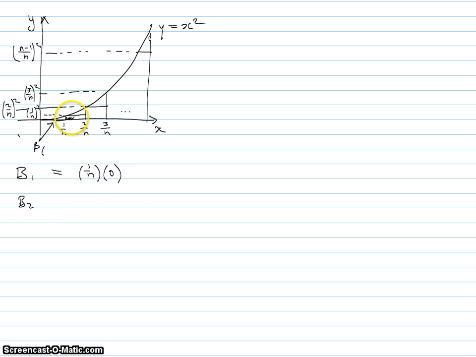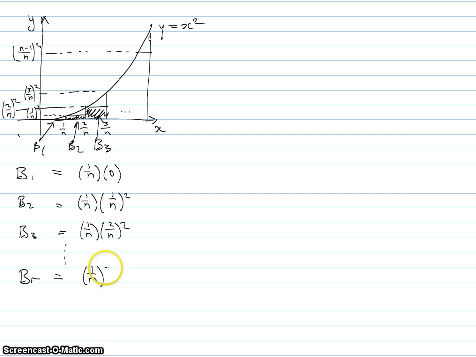B2, if we called this one in here, what do we get? Well, again, its base is 1 over n, and its height is 1 over n squared. What about B3? If B3 is this one in here, well, again, its width is going to be 1 over n. Its height is going to be 2 over n squared. So we can start to see the pattern again, and my rth term is going to have a width of 1 over n and a height of r minus 1 over n squared.